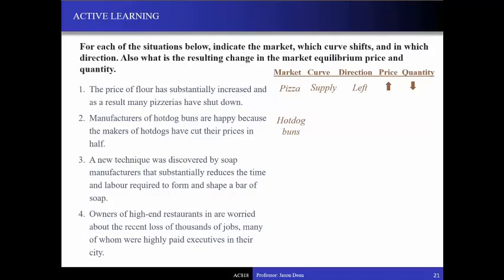And so here, this price cut, even though it's another good, these goods are related. If I said here manufacturers of hot dog buns are happy because the makers of computer monitors cut their prices in half, well, then we have a problem, right? Then there would be no shift in the supply or demand curve for hot dog buns, because those two products are completely unrelated. But here, these products are related.